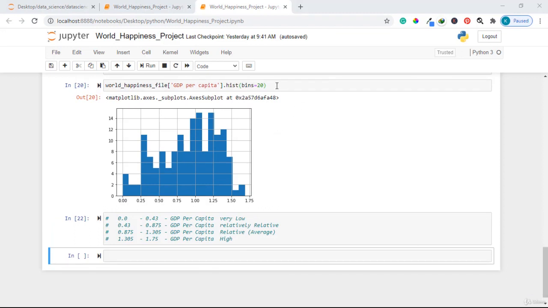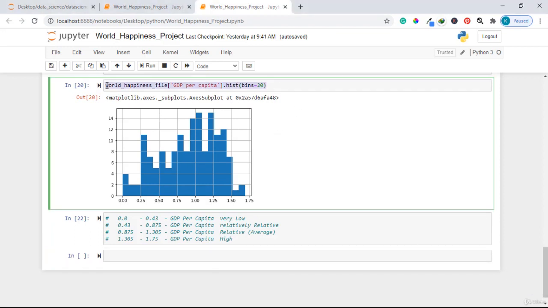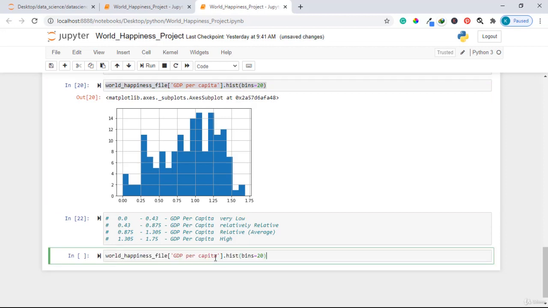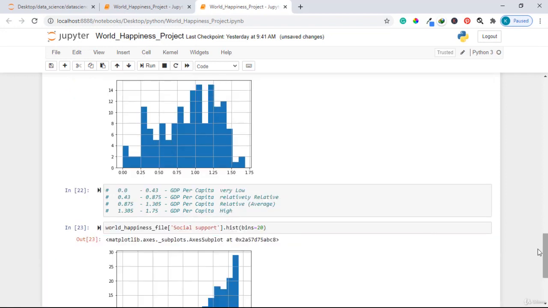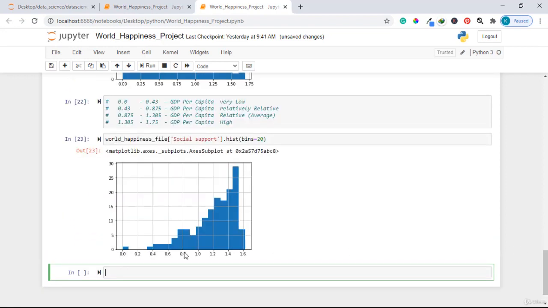Let me copy this right here and paste it down here, and just change the code inside and change it to social support, like so. If I run my code, you can see here we have the social support histogram, and we have 0.0 up to 1.6, so you can divide these into 4 different categories.